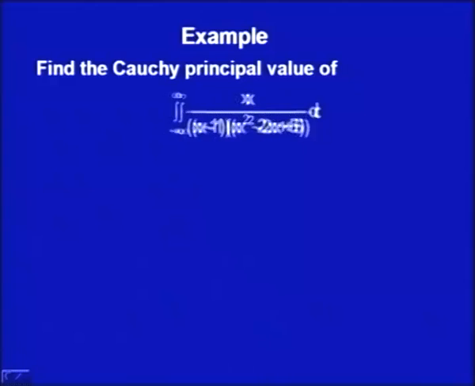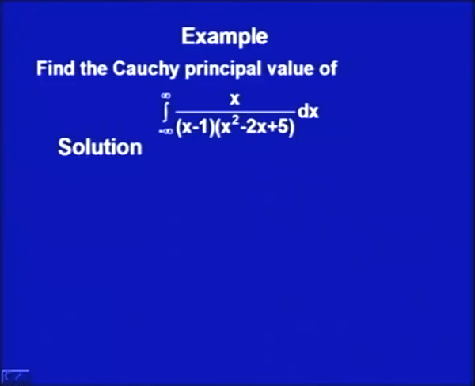Find the Cauchy principal value of the integral from minus infinity to plus infinity of x upon (x minus 1)(x squared minus 2x plus 5) dx. Let us see. We have my function f(x) as a rational function, p(x) is x, and q(x) is (x minus 1) into (x squared minus 2x plus 5). The zero of p is 0 and the zeros of q are 1, and from here we get 1 plus 2i and 1 minus 2i. So, none of the factors are common.